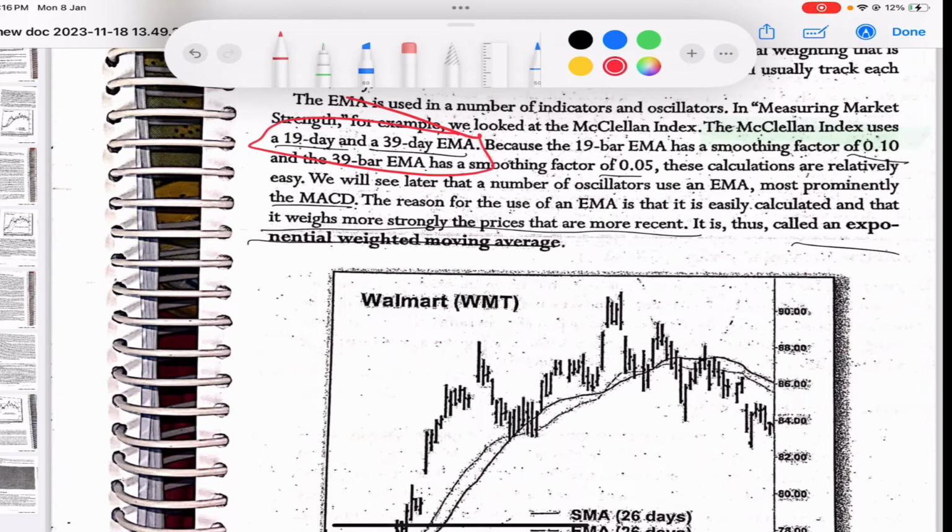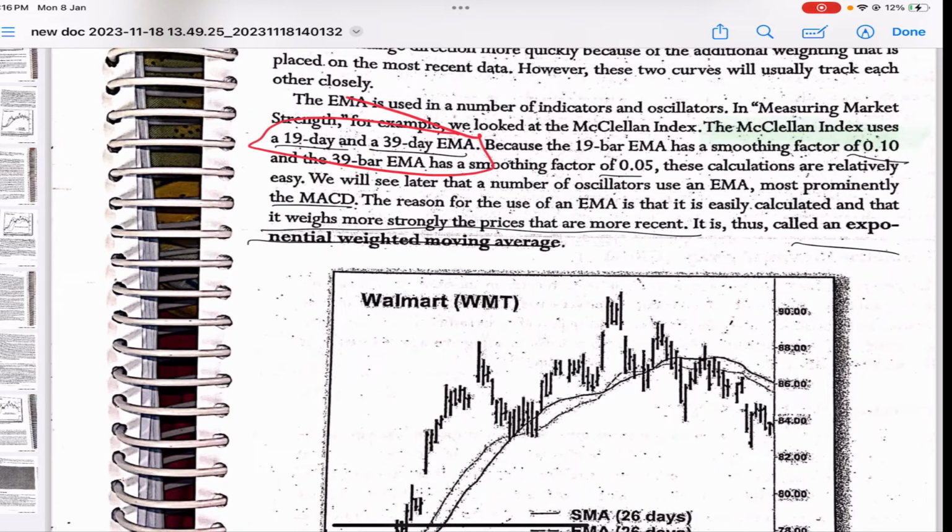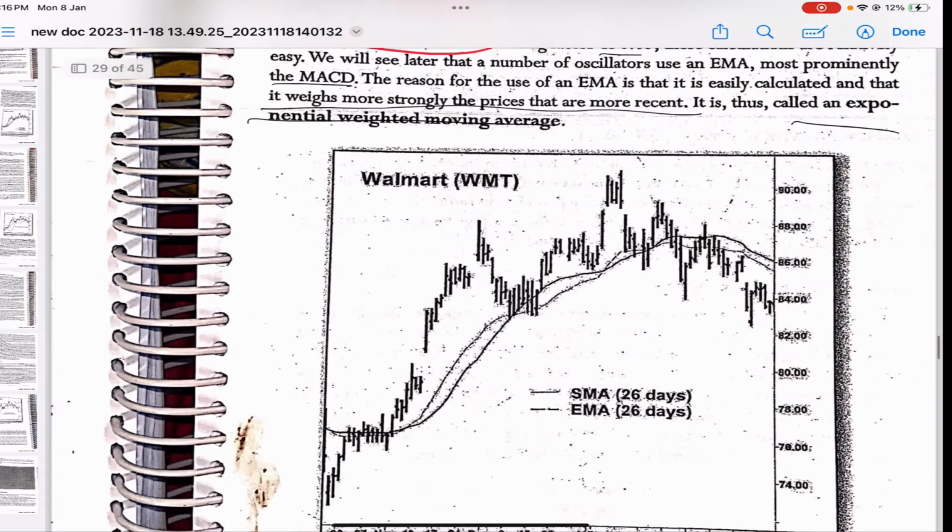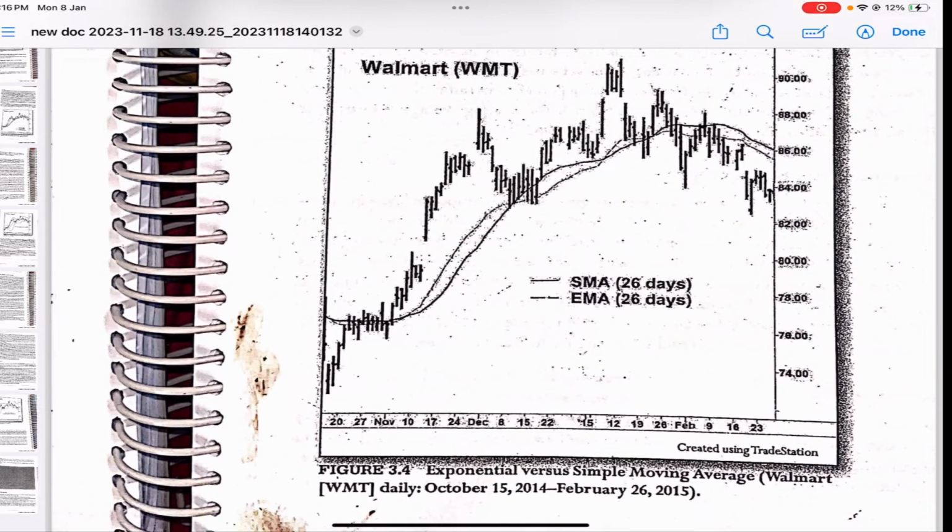So the 19 EMA has a smoothing factor of 0.10 and the 39 EMA has a smoothing factor of 0.05. So these calculations are basically used. And even in MACD it is used. Now you have to keep in mind that the prices which are more recent are given more weight, and the previous are not dropped off rapidly, right? Because of which it is known as exponential moving average. So for the McClellan index, you should remember the smoothing, 0.10 and 0.05, and the 19 and 39-day moving averages. Very simple, basic stuff. If you actually listen to what I'm saying, you'll be done with this chapter by the end of this video.